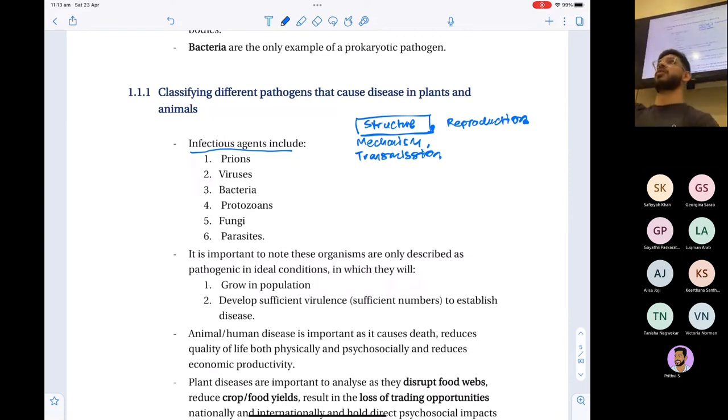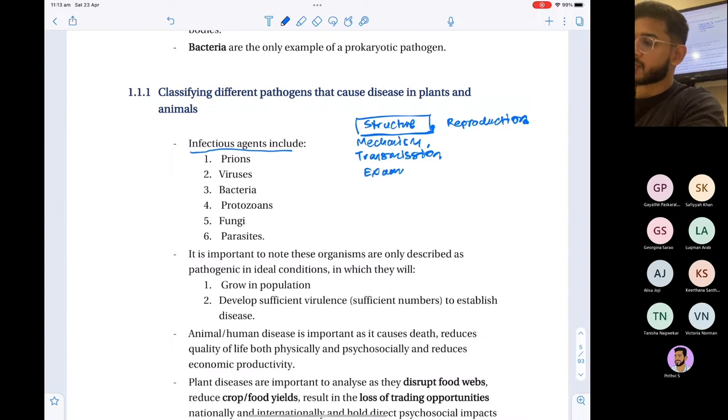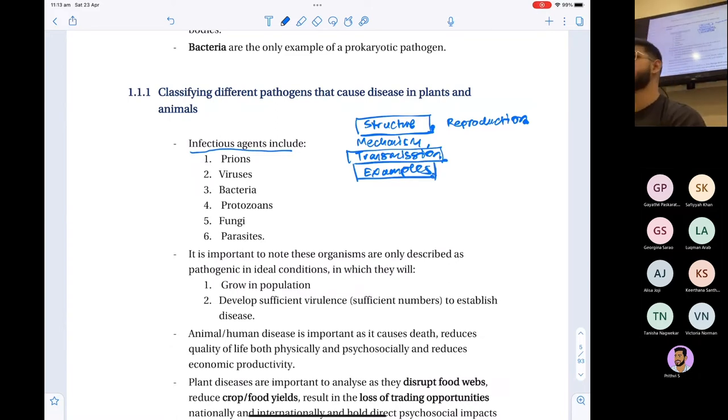Gayatri, what else do we need to know? Maybe the virulence factor, like how it adheres to the host cell. Yeah. Other thing I'd say is you need to briefly know examples. Okay. Key thing would be structure, transmission, examples. You know those three things? I'm happy. Structure, transmission, examples. Make sense? What does it look like? How does it spread? What's an example?